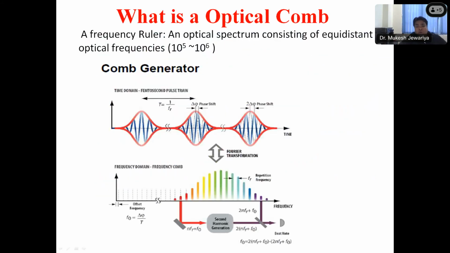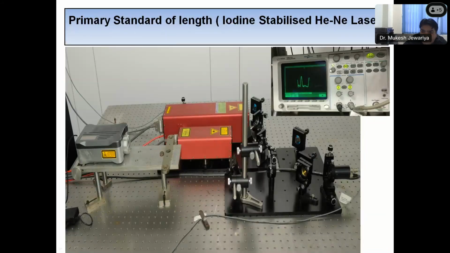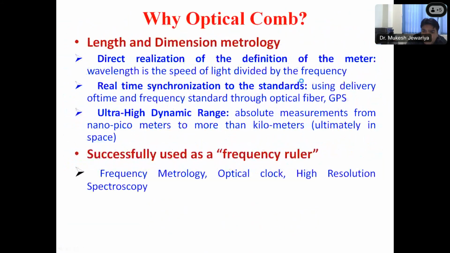So what is an optical frequency comb? So that I tell you. In helium neon laser, you have iodine frequency, you have some 3 to 5 frequency components to lock. But in optical frequency comb, I have an optical spectrum consisting of equidistant optical frequencies, up to 10 to the power 5 to 10 to the power 6. Instead of 3 or 5, I have 10 to the power 6, and all are same. So when all are same, I can lock any mode, because you see the repetition of frequency is same, but the repetition of frequency here is not same. You see here, this is bigger than this one. If you see here, this is bigger than this one. It's not same, but here you see it's same.